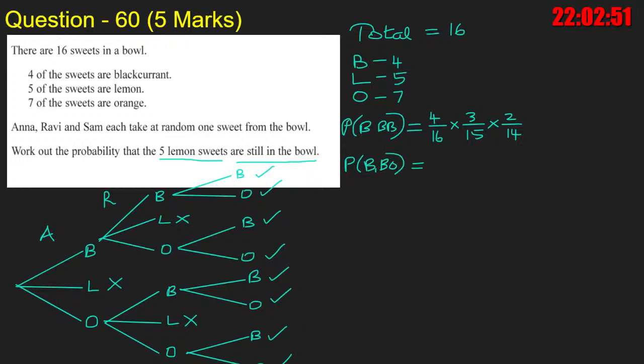So probability of B, B, O. If I'm taking a B, it's going to be 4 over 16. Again, second one is 3 over 15. And the third one total is going to be 14. Orange means orange 7 is going to be there.